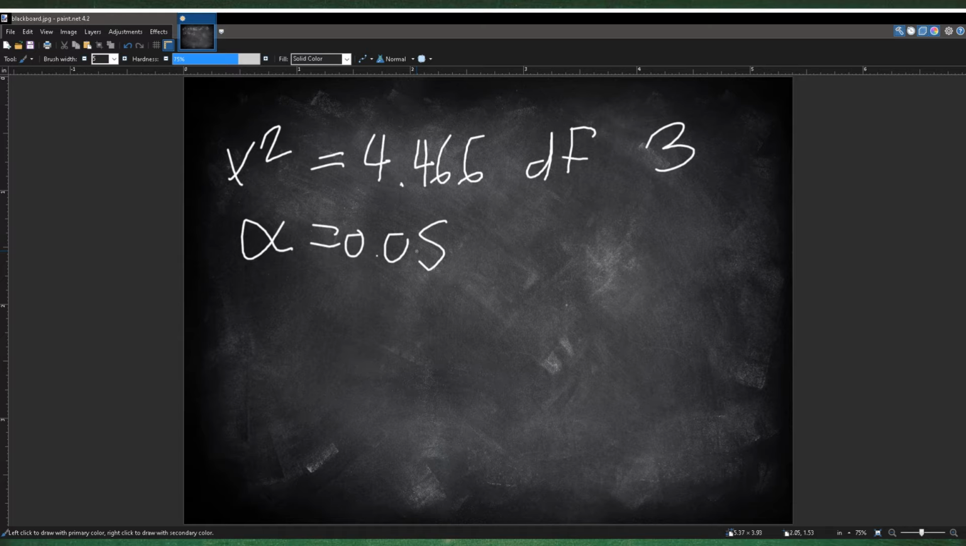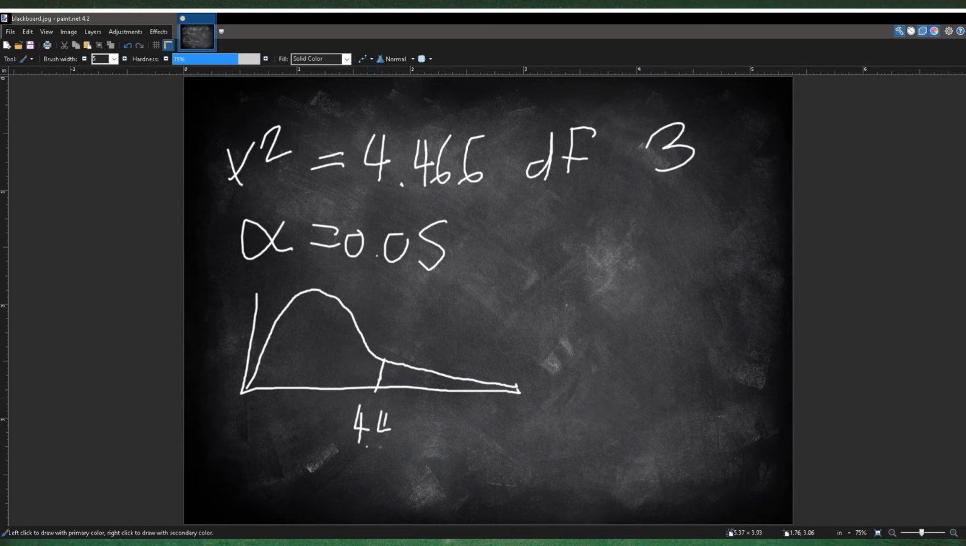And then let's draw a general picture of how this looks. So we have a skewed distribution. Let's say you have something like right here, a 4.466 x squared value. You draw it and then you color it in. So any area bigger than this. So now let's find the p-value.